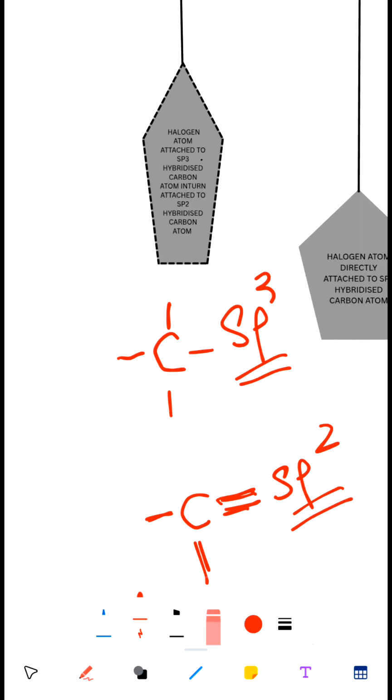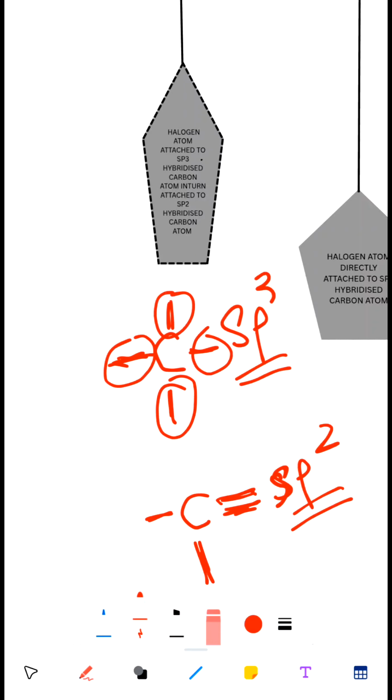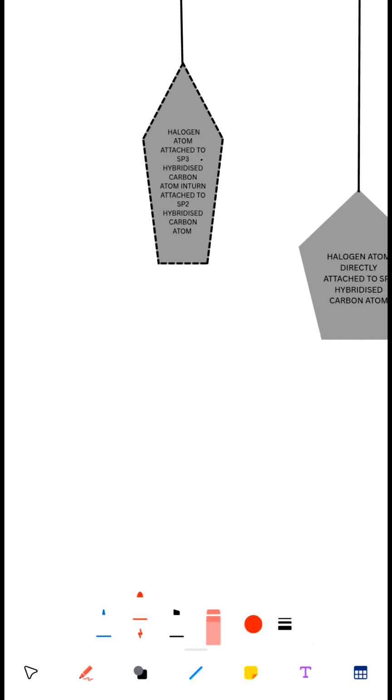These are sigma bonds: 1, 2, 3. Then it is called sp2. One is s, other two will be p, so sp2. And here also, the 4 single bonds mean that it is sp3: one s, 3 p. Like that you have to remember. So this is about the sp3 and sp2 hybridized carbon atom.